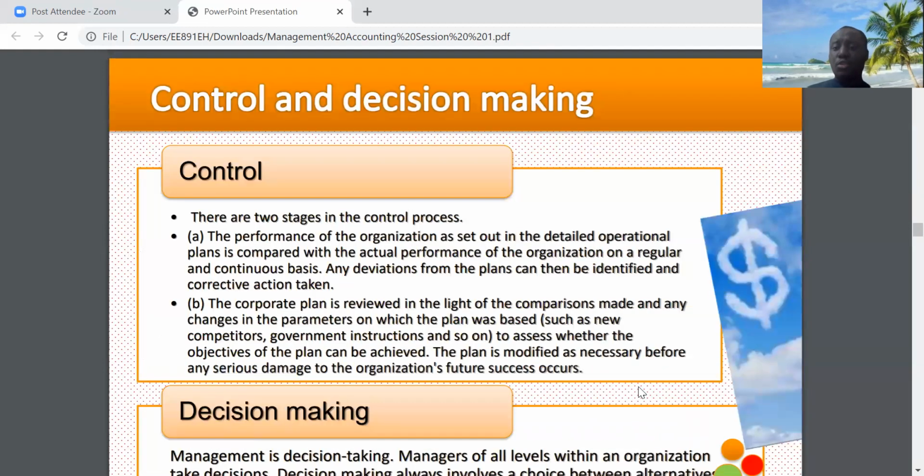Now let's talk about control and decision-making. We've talked about planning and decision-making. Let's talk about control and decision-making. There are two stages in the control process.